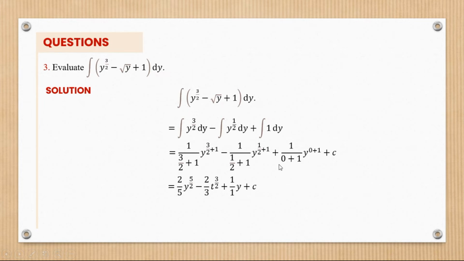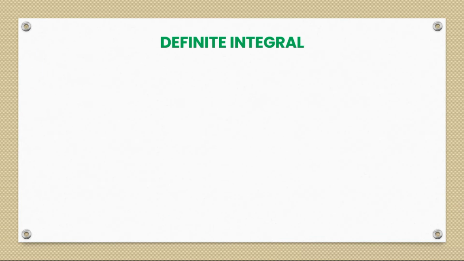So now we have 2 over 5 y to the power 5 over 2 minus 2 over 3 y to the power 3 over 2 plus 1 over 1 y plus c. So therefore our final answer shall be 2 over 5 y to the power 5 over 2 minus 2 over 3 y to the power 3 over 2 plus y plus c, and that is the answer we're looking for.